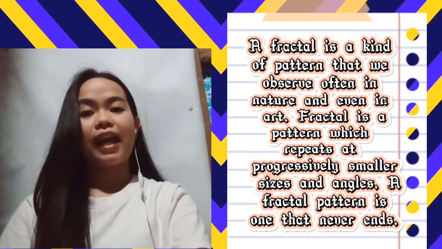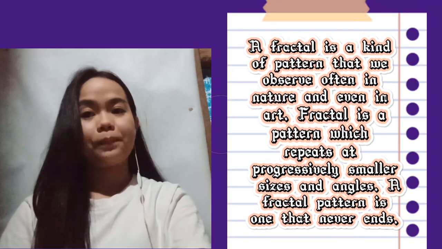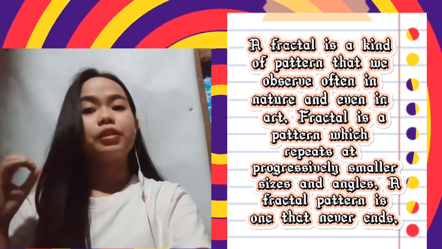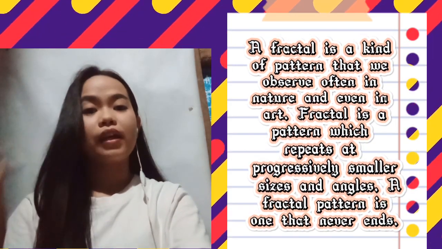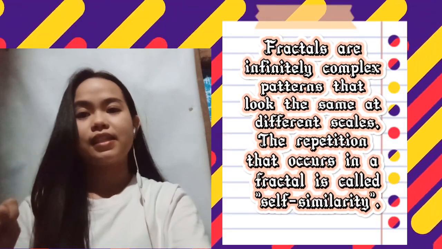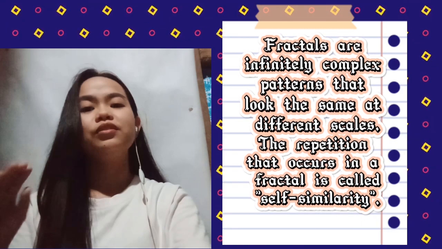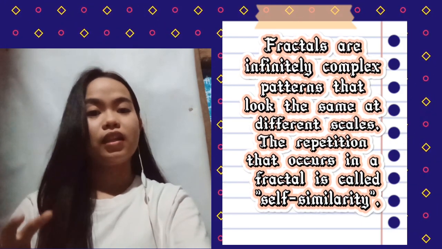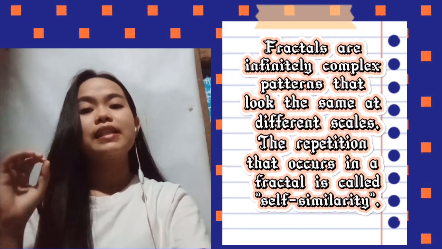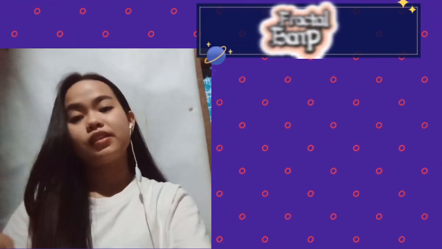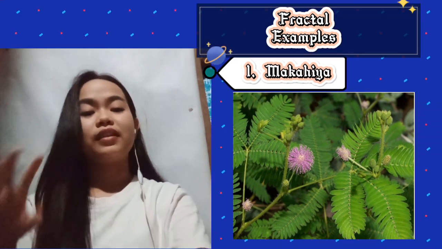A fractal is a kind of pattern that we observe often in nature and even in art. A fractal is a pattern which repeats at progressively smaller sizes and angles. So a fractal pattern is one that never ends. Fractals are infinitely complex patterns that look the same at different scales. The repetition that occurs in a fractal is called self-similarity. The example of this is first the makahiya, the one that when we touch it, the leaves will close.